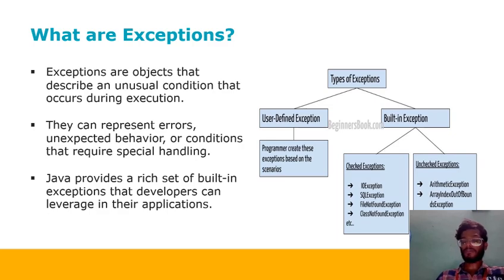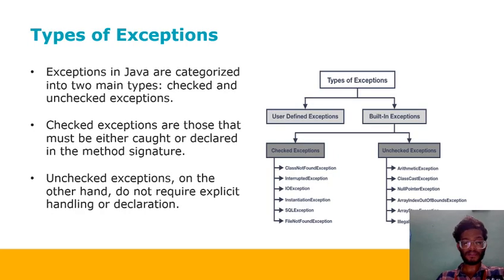So what is the purpose of user-defined exceptions? It means a programmer creates these exceptions based on their scenarios. And then built-in exceptions we have checked exceptions as well as unchecked exceptions, right? Then we can discuss types of exceptions. What are the types of exceptions we have in object-oriented programming?